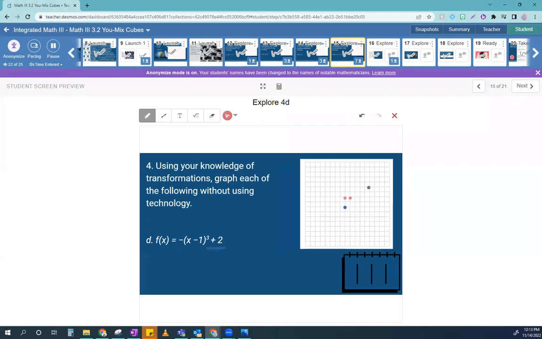So keep these things in mind. And then that negative, what does that negative do to my whole function? Yeah, it flips it or reflects it down. It reflects it down.